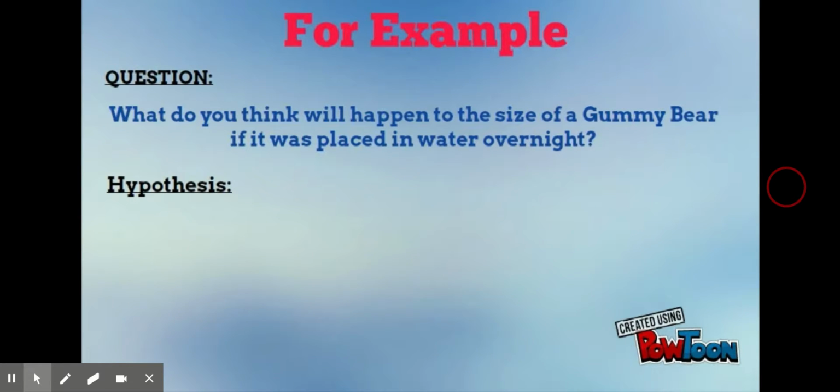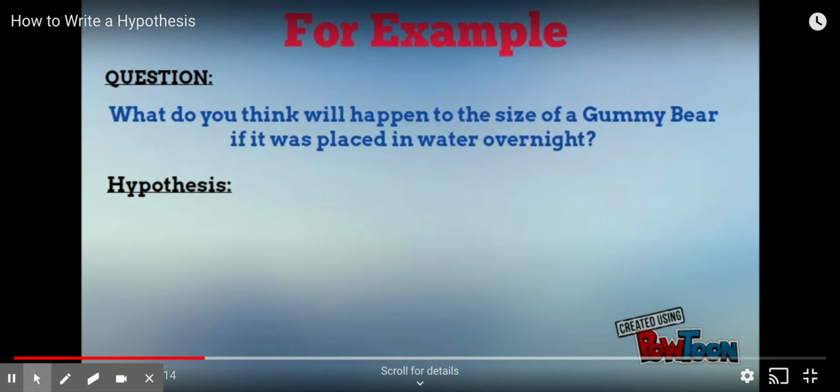Okay. So for example, here's a question in blue: what do you think will happen to the size of a gummy bear if it was placed in water overnight? This is a scientific question because it checks off all three of our boxes. It's specific. We know exactly what we're going to do here to test. There's only one variable that is changing, okay? We're going to put some gummy bears in water, okay, and then compare them to gummy bears that were not in water. And it's something that can certainly be measured or observed.